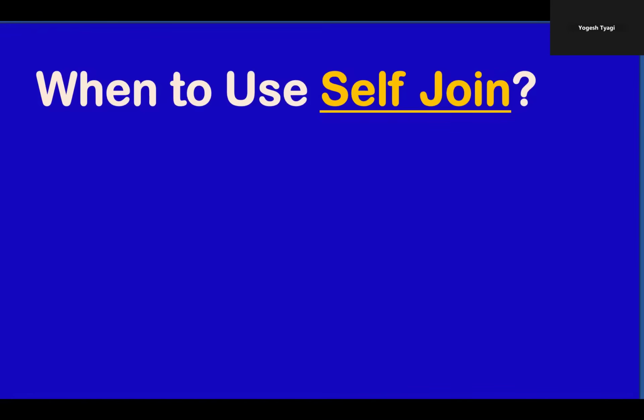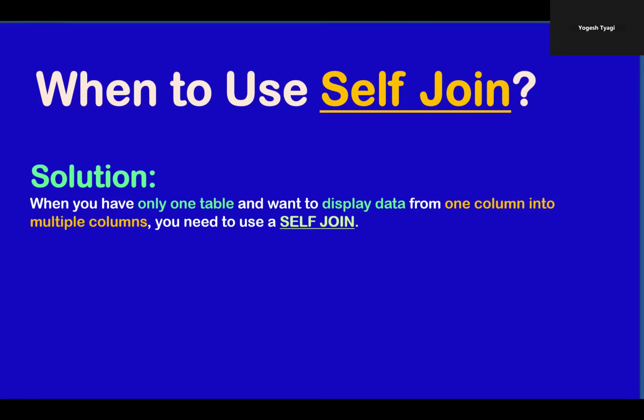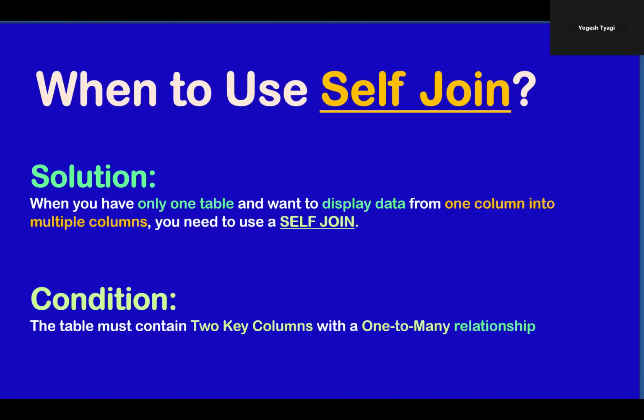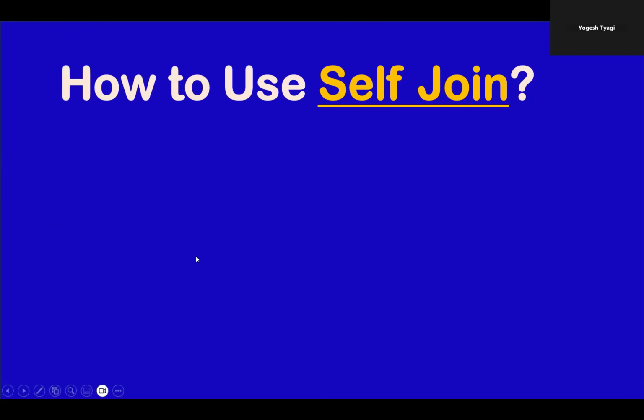So when to use a self join? You will use a self join when you have one table and you want to display data from one column into multiple columns. But there is a condition: the table must have two key columns, and those two key columns must have a one to many relationship. So let's learn how to use self join.